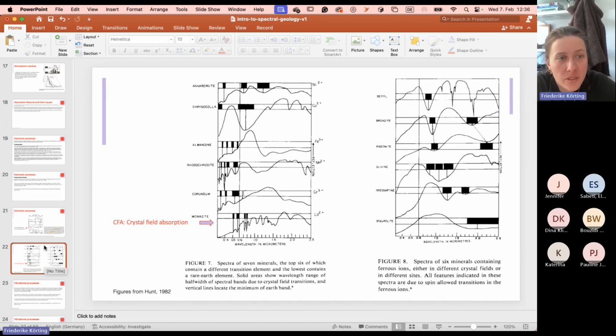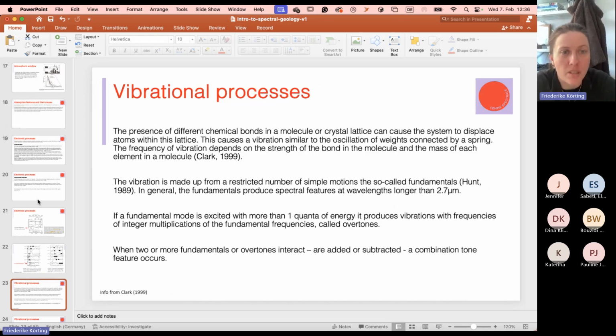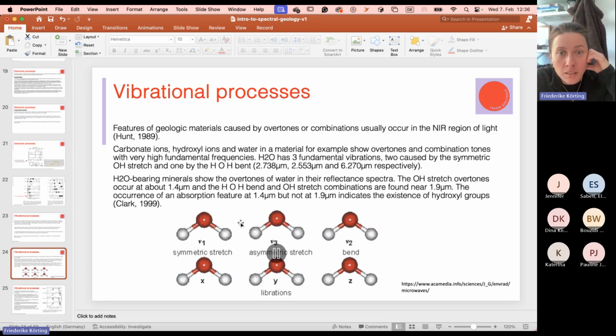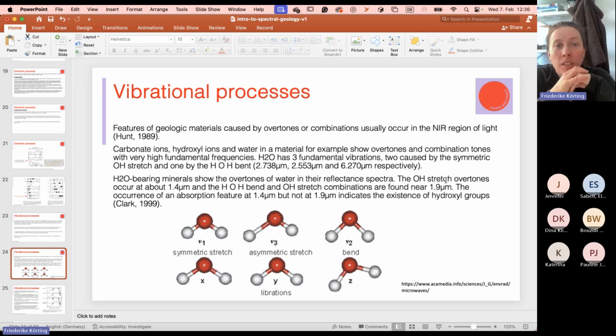Yeah, so that's the process that we commonly call electronic processes. There's a couple more, but those will be better explained in different papers. And then we're dealing with vibrational processes as well. And those vibrational processes are caused by the presence of different chemical bonds. And I think I have an animation here.